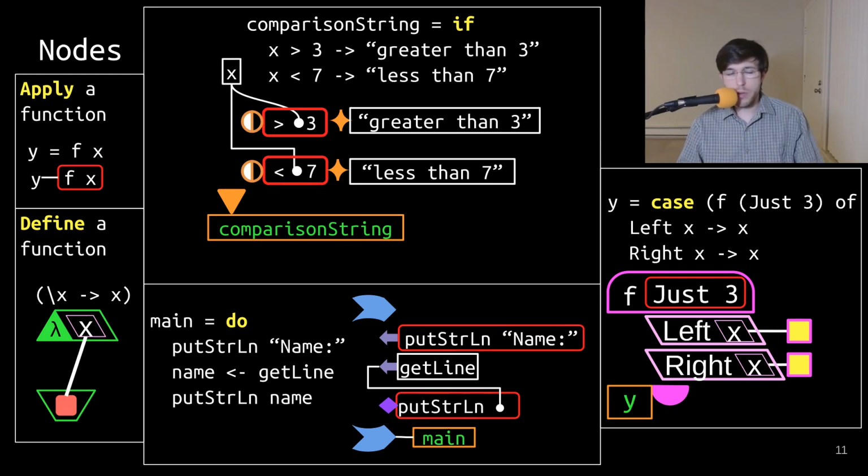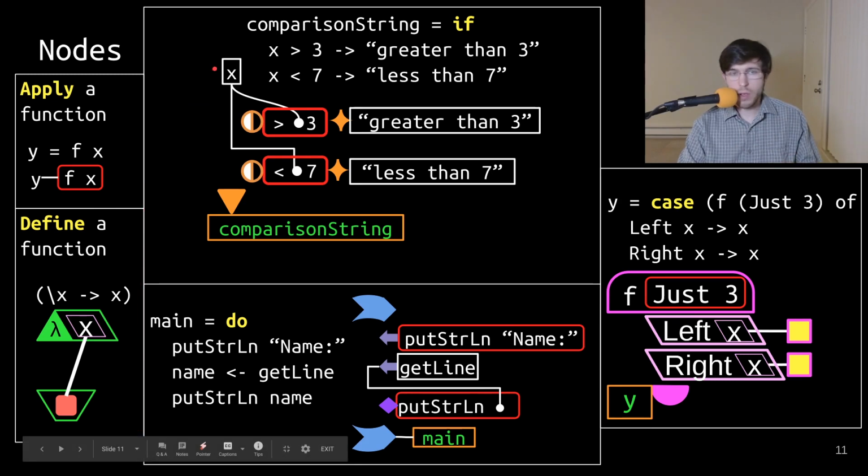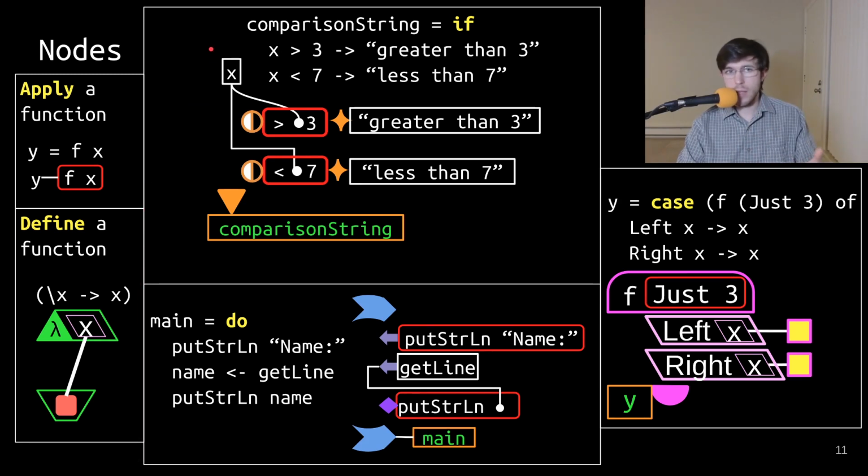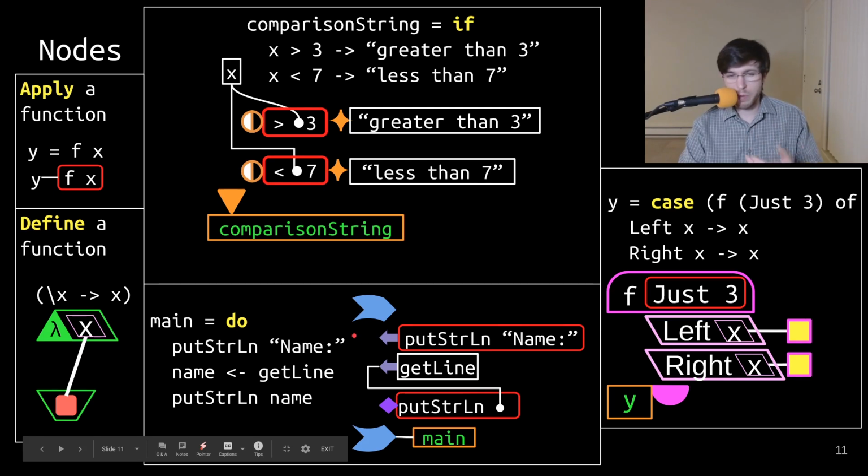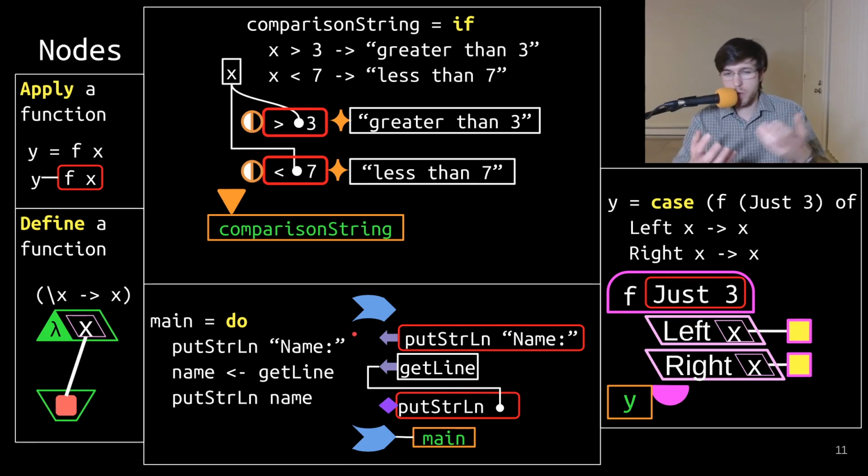So here are all the nodes representing the syntax. Let's start with applying a function. Then we can define a function. We can have if-else statements, or in Haskell this would be a multi-if or a guard. Here's a do notation, which can represent, among other things, sequences of actions. And here's a case in which we're doing pattern matching.